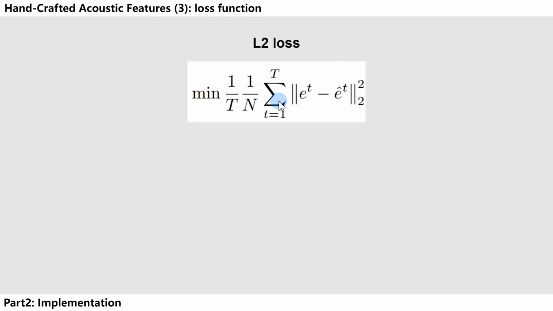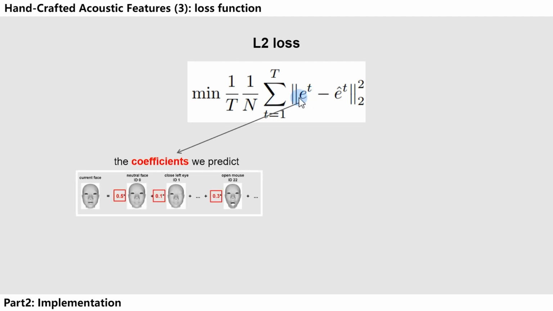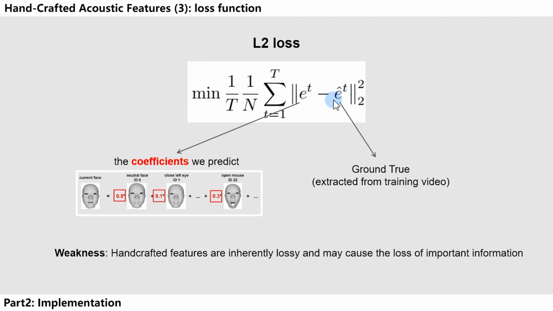As for the loss function, we can use an L2 loss function. So this variable corresponds to the coefficients we predict, and this one is the ground truth. We just want our predicted numbers to be very close to the ground truth.